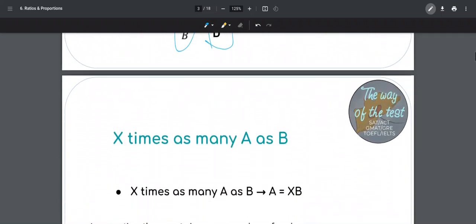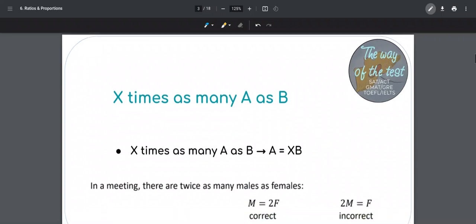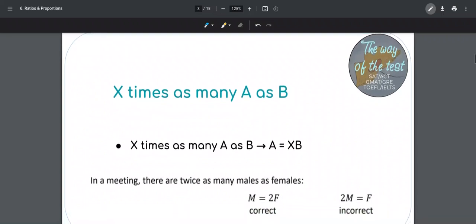We're going to continue. We're going to go to "as many as". So this is very, very important. When we have the expression x times as many A as B, we usually write this as A is equal to x times B.